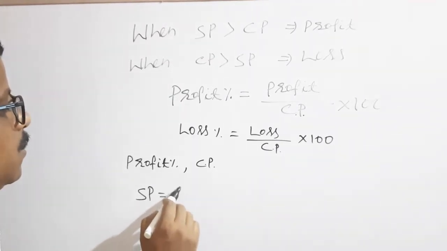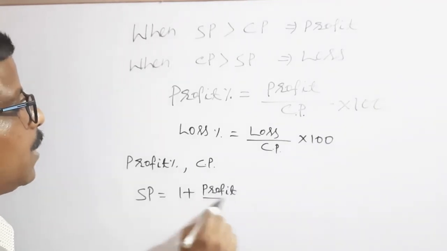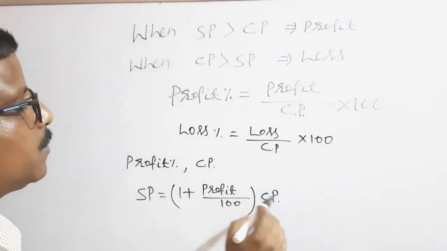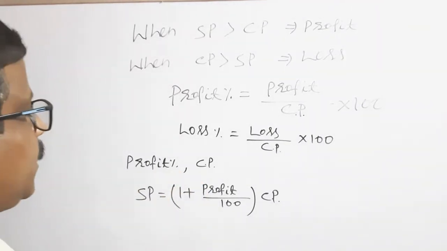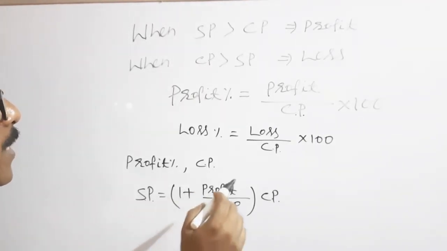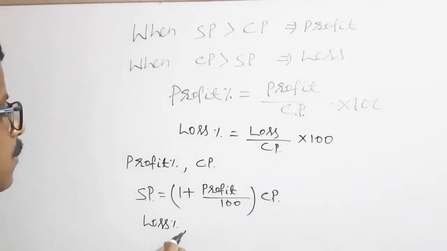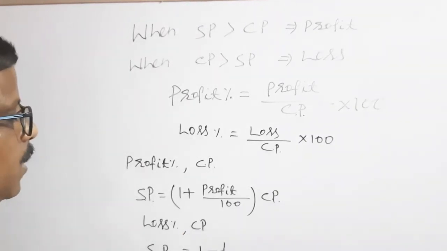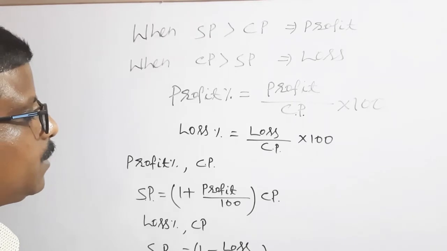The formula is 1 plus profit by 100 into CP, the cost price. Remember, if profit percent and CP are given, we can calculate the selling price as 1 plus profit by 100 into CP. Suppose loss percent and CP are given to you. So how to calculate the SP? 1 minus loss by 100 into CP.